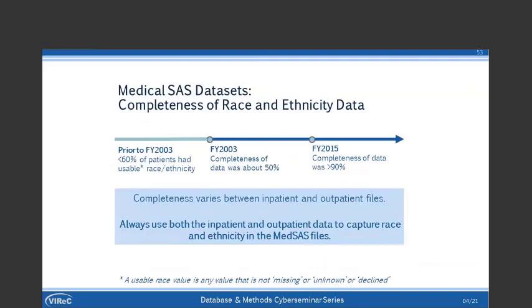When we look at the MedSAS data, again, we see similar trends: the older data had a lot of missing values, and the newer data are far more complete, greater than 90% complete. But what I really want to point out is that the completeness can vary between the inpatient and outpatient files. Even though the underlying data sources that feed into those files could be different, there seem to be some differences in the business logic and how those were transferred. Sometimes there were years where many sites didn't even put ethnicity into the outpatient data files, and other years where there are issues with the inpatient data. So you need to use the data from both the inpatient and outpatient sources if you're using race and ethnicity in the MedSAS files.